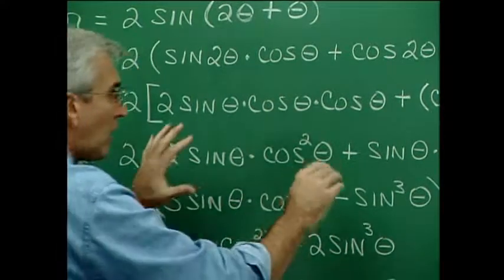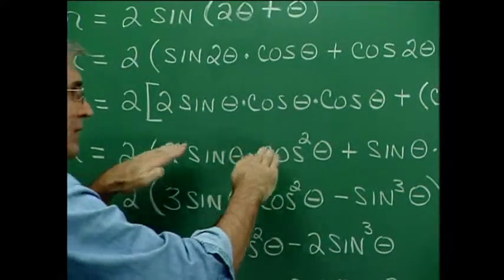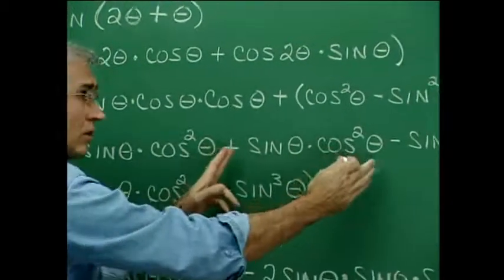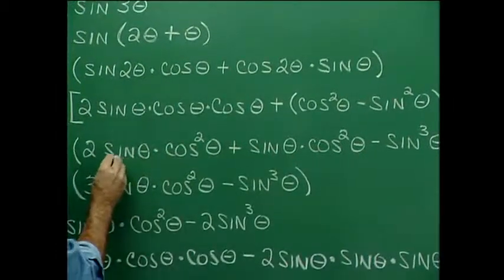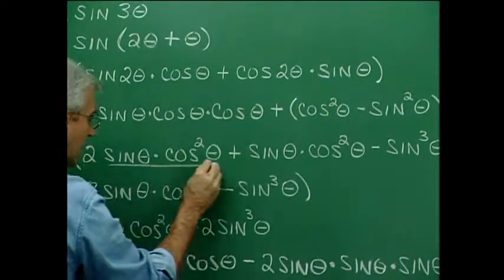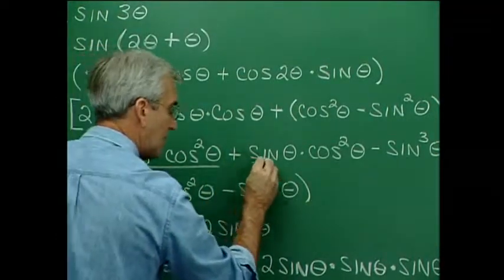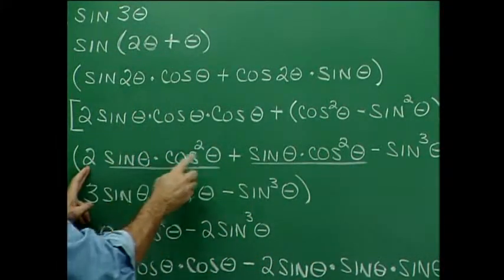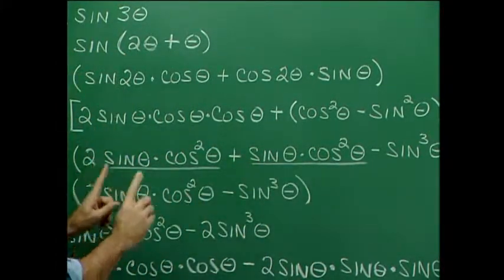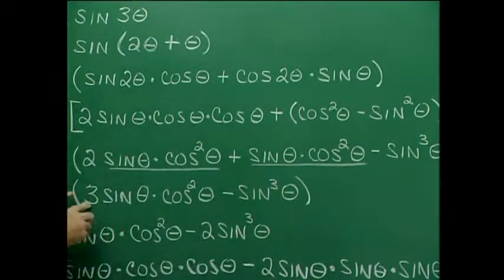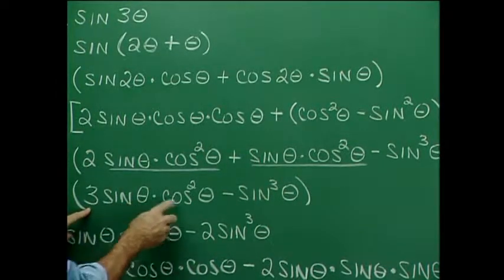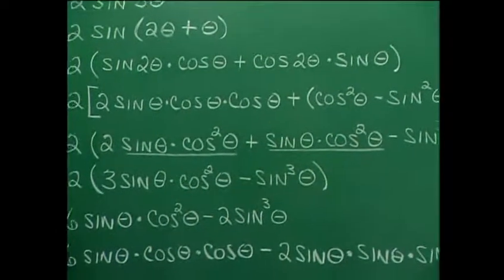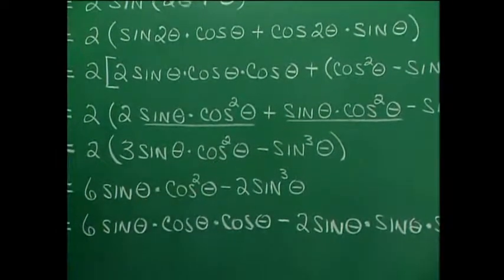Well, let's see. Now look at the structure of the 3 terms that are here. I have 2 terms that are like terms. Now notice they're like terms because they both involve sine theta times cosine squared. Sine times cosine squared, you see. So we have 2 of these things plus another one. That's 3 of those things. You see, it's 3 sine theta cosine squared theta, and then bring down the minus sine cubed theta.